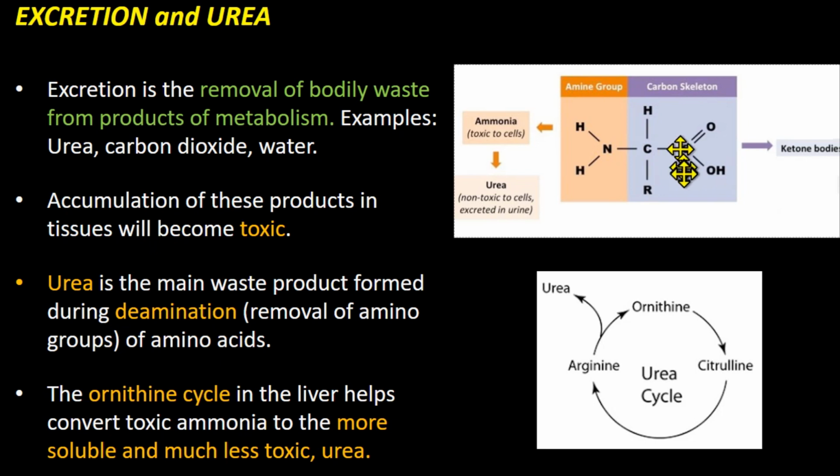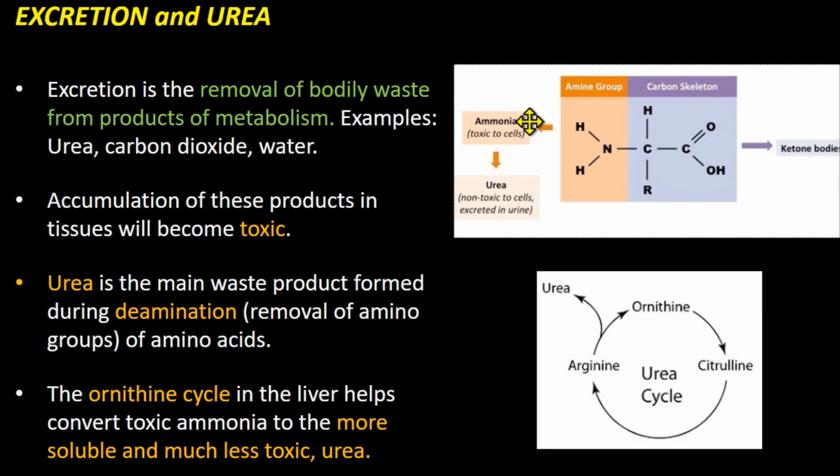groups from amino acids. If you look at the diagram on top here, we can see that this is an amino acid. We have the carbon molecule connected to a residue, a hydrogen atom, a carboxyl group, and the amino group here. During deamination, this group is removed and this forms ammonia. Ammonia is highly toxic to cells.